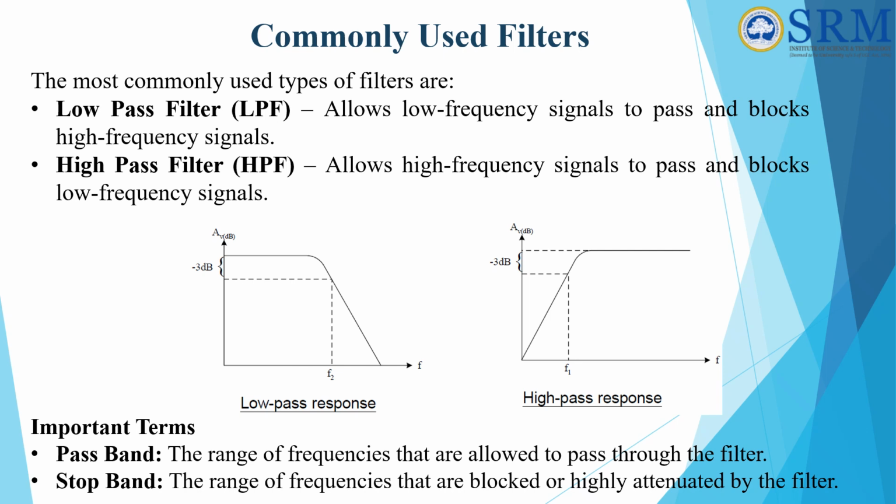The passband and stopband are two important terms used in the frequency response of the filters. These terms define how a filter behaves. Passband: the desired frequency range allowed through. Stopband: the unwanted frequency range blocked by the filter.